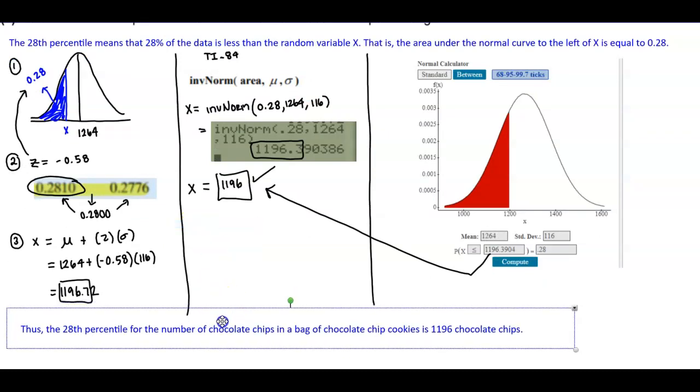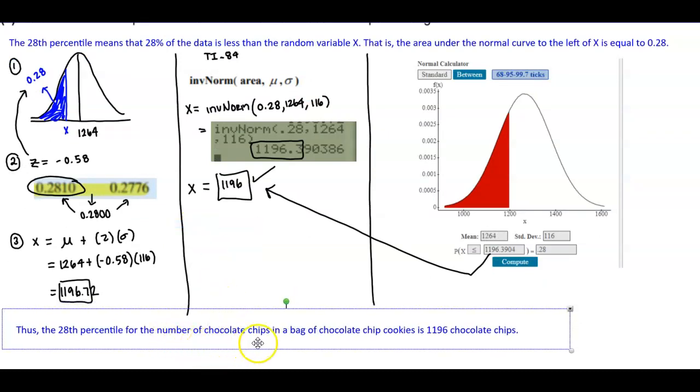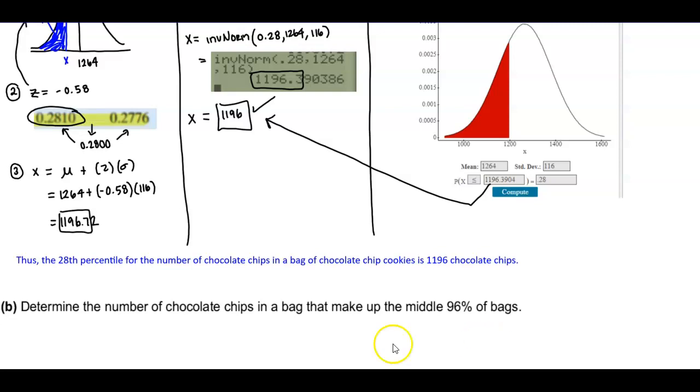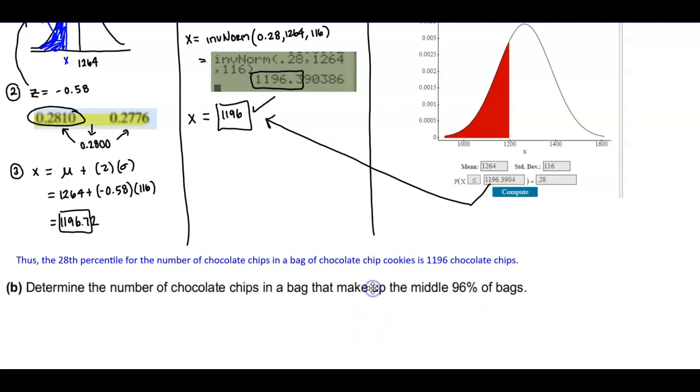So therefore, we can say that the 28th percentile for the number of chocolate chips in a bag of chocolate chip cookies is 1,196 chocolate chips. Okay, now in part B, it's asking us to determine the number of chocolate chips in a bag that make up the middle 96% of bags.